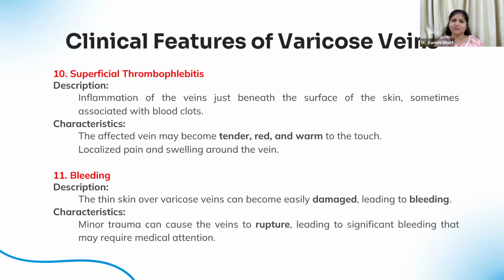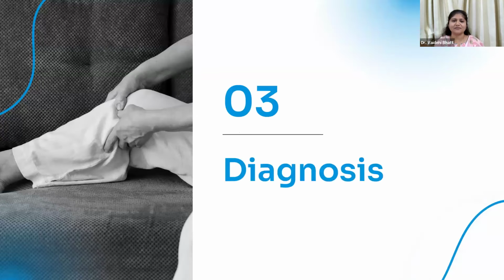Sometimes it is associated with a blood clot also, and this looks like a tender red area that is warm to touch, and that will cause pain and swelling around the vein. Next is bleeding. If the varicose vein becomes damaged due to this itching and continuous bulging, this minor trauma will lead to the rupture of the bulging varicose vein and lead to bleeding.